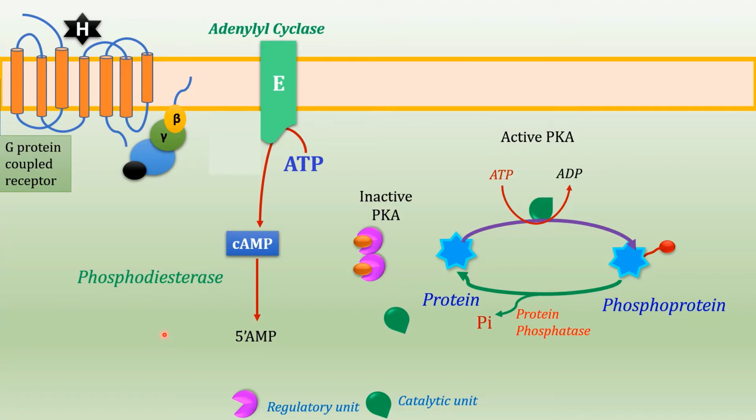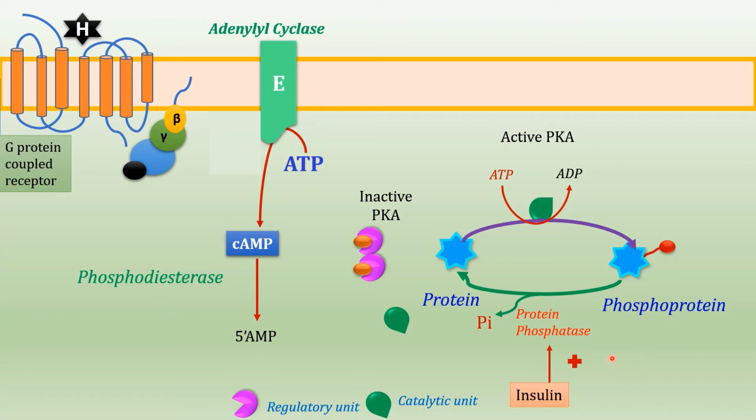Now let's see how insulin opposes the action of glucagon and epinephrine. Insulin activates the enzyme protein phosphatase. So what is the action of insulin? It converts phosphorylated enzyme into dephosphorylated enzyme. So insulin causes dephosphorylation while glucagon and epinephrine cause phosphorylation.